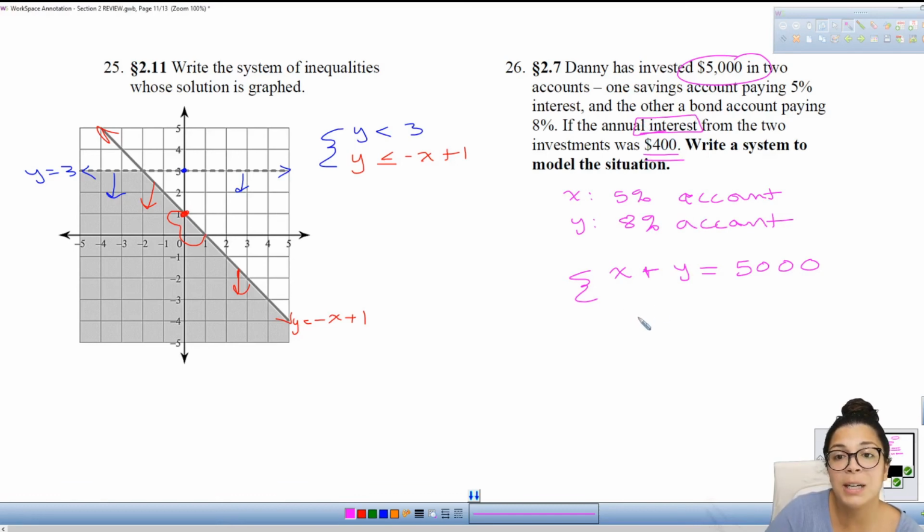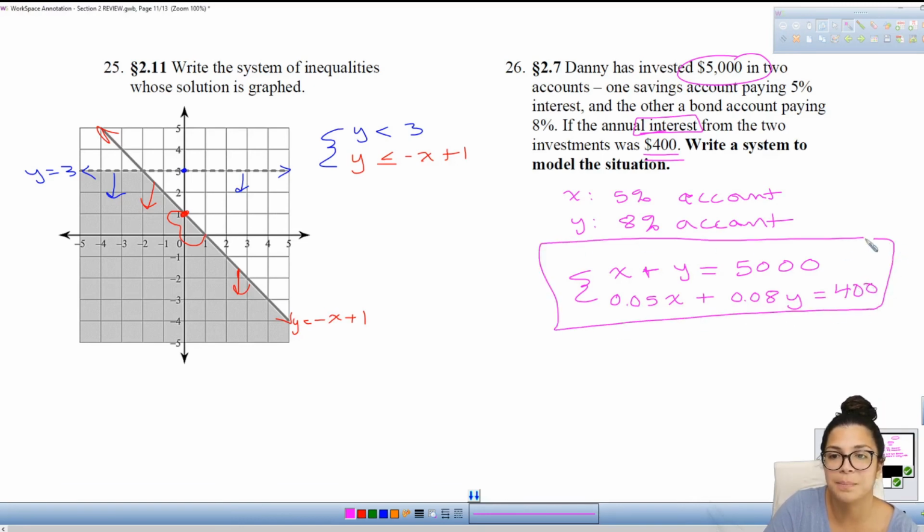in interest. Now, how much money he made in the 5% account would be the 5%, of course, as a decimal, multiplied by however much he put into that particular account. And then to that, we're going to add the amount of money that he made from the 8% account, which would be the 8% interest times however much he put into that 8% account. And that interest from the 8% account plus the interest from the 5% account equals the total interest that he made, which is $400. So this is my system.